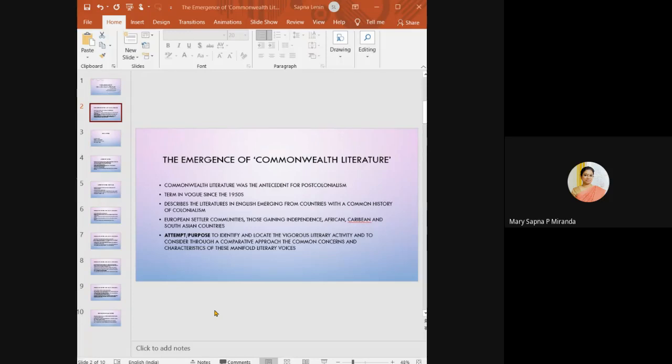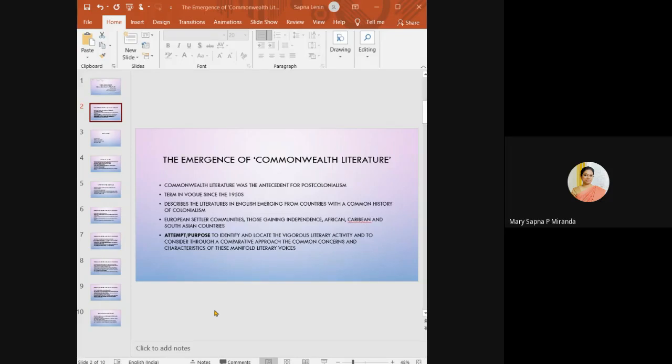So you have countries like the European settler communities. When you're talking about European settler communities, you have places like Australia, Canada, all that would come under that. And then there were those countries getting independence. We know till the end of the 1950s and 60s also the process was going on, wherein many countries were gaining independence from these colonizers. So those who were gaining independence, and also countries from the African, Caribbean, and South Asian regions, India included in that. So literature from all these diverse countries of the world comes under Commonwealth literature.